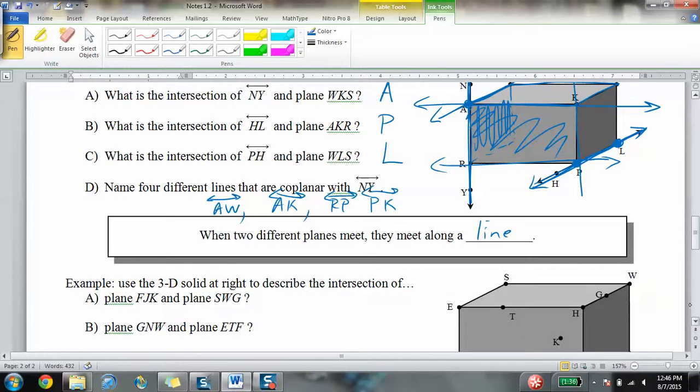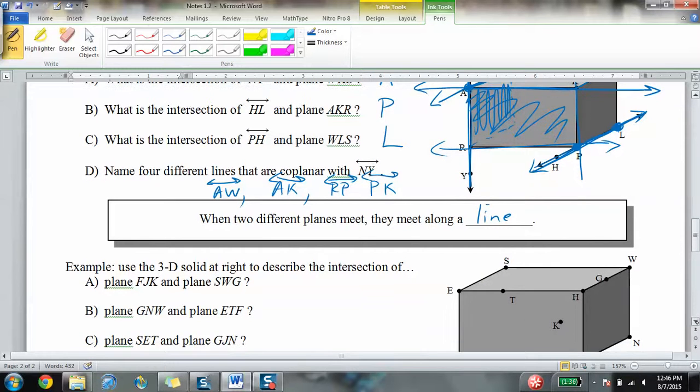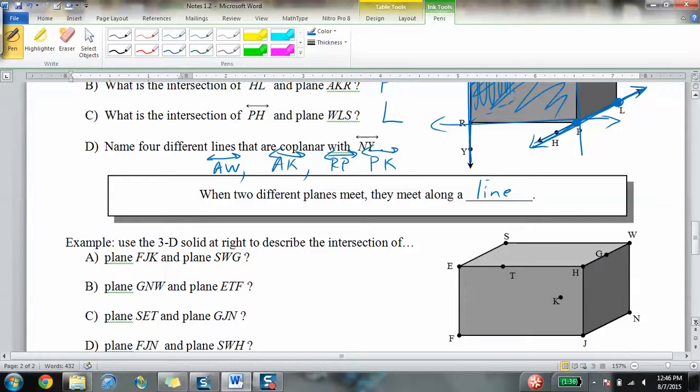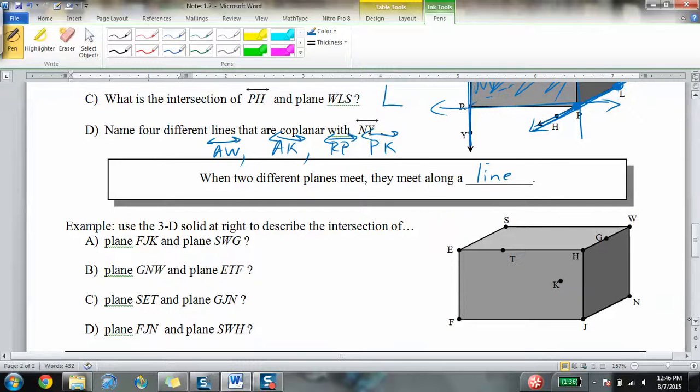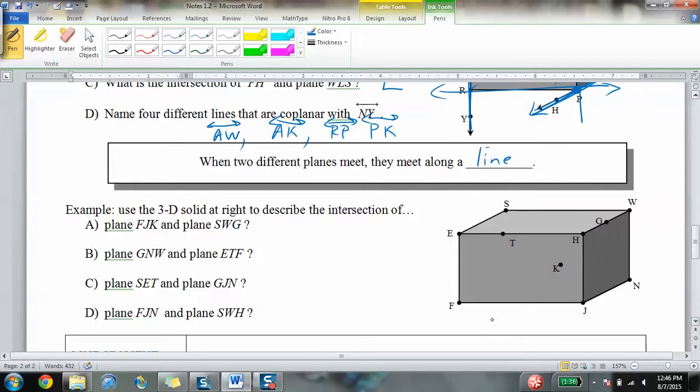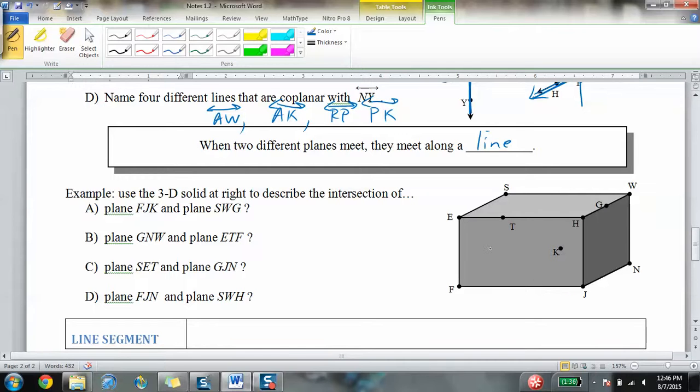So using this figure, again, we have another box. So where do plane FJK and plane SWG meet? Well, FJK, those 3 points are all on the front of the box, and SWG, those 3 points are all on the top of the box. So basically I want to know what line, because I know that two planes always intersect in one line. So I want to know what line goes through the top of the box and the front of the box. Well, this line right here is at the top of the front or the front of the top, whichever way you want to think about it.